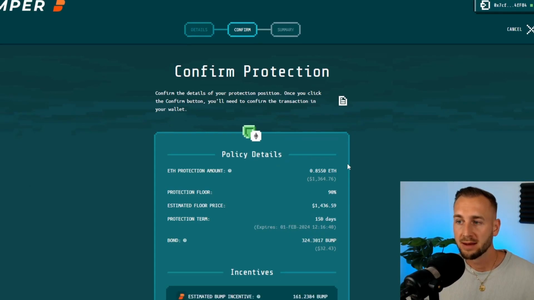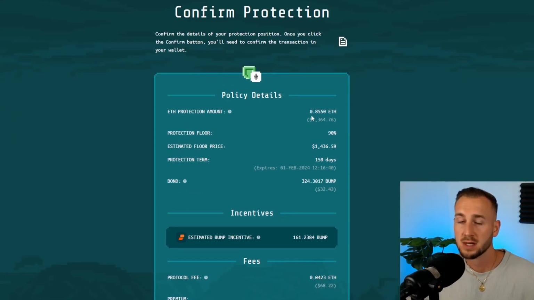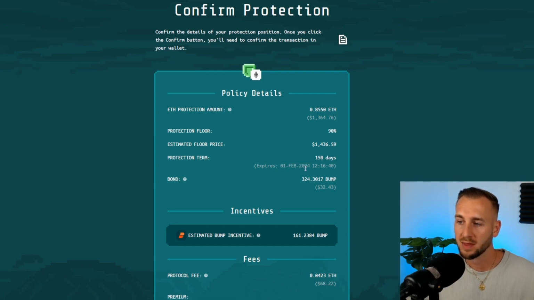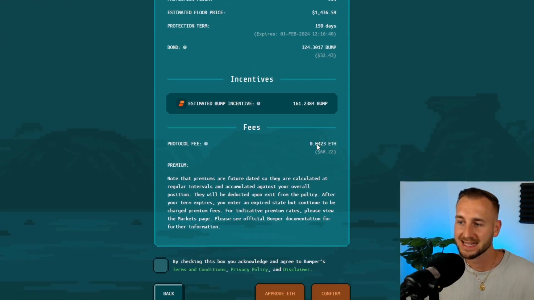The confirmation then breaks down all of the nitty-gritty details for us. So top line here, we're protecting 0.855 of an ETH. The floor price being set is at 90%. So that will be on the basis of 1 ETH being worth 1436. The protection term, 150 days. So this will expire on the 1st of Feb 2024. And the bond, which we require in our wallet right now, is 324 bump tokens. Then the estimated incentive, 161 bump, will come back to us.